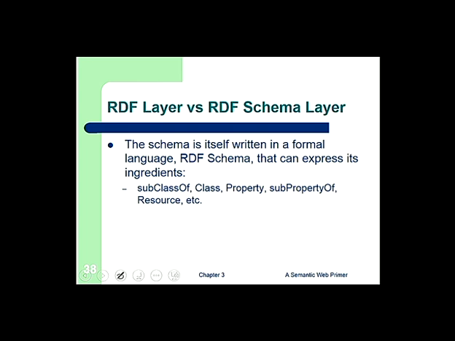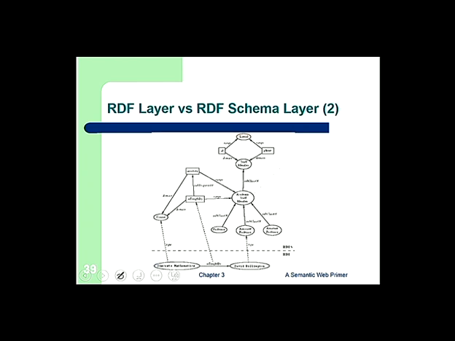So to summarize the whole discussion, in one slide we can see the RDF layer versus the RDF schema layer. The schema is itself written in a formal language, RDF schema, that can express its ingredients like subclass of, class, property, subproperty, resource, domain, range. So all these things are defined in RDF schema, and when we talk about the specific things, they are defined in RDF.